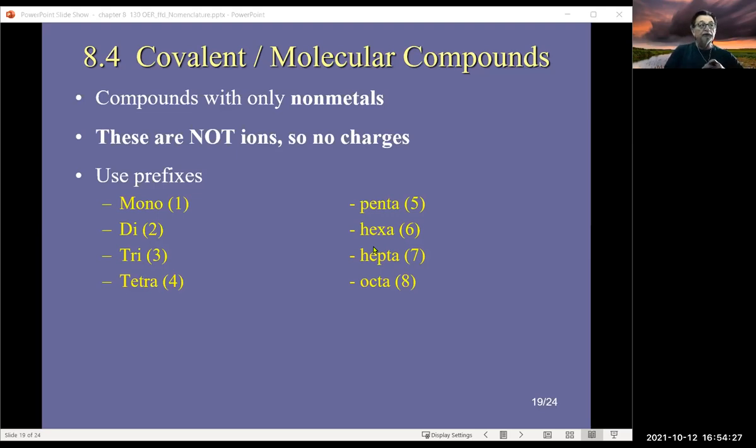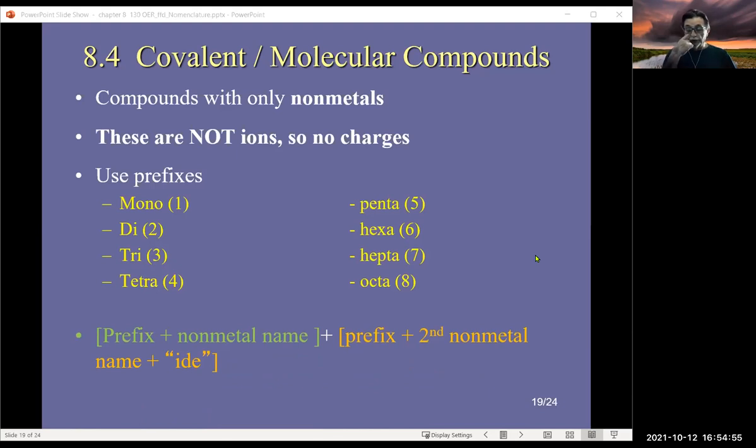Now, with respect to prefixes, these are the ones that we utilize. Mono for 1, di for 2, tri for 3, tetra for 4, penta for 5, hexa for 6, hepta for 7, and octa for 8. And occasionally you may see nona for 9 and deca for 10.